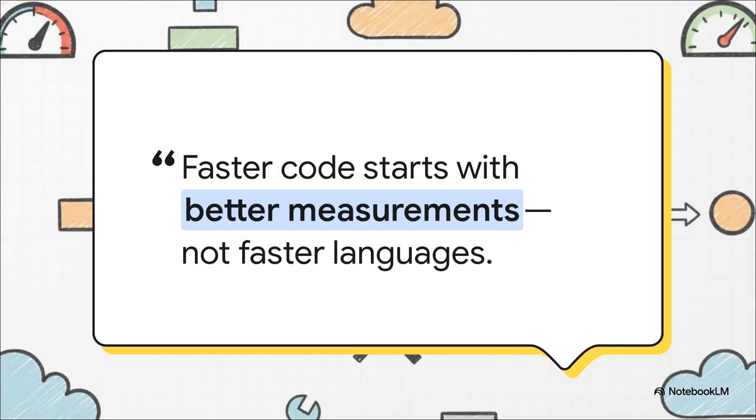So here's our first big takeaway. Faster code starts with better measurements, not faster languages. Throwing a supposedly lightning-fast language at a problem without profiling it first, that's a huge mistake. You might literally just end up rebuilding the exact same bottleneck, just in a shiny new language.